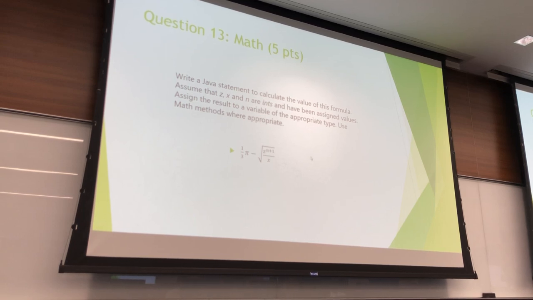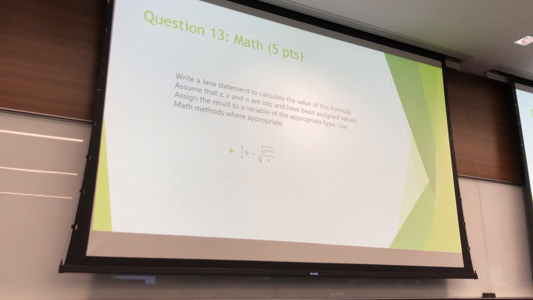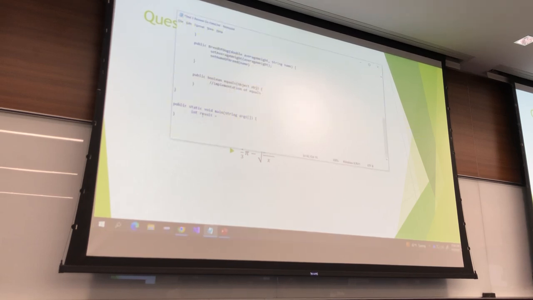We're supposed to write a Java statement to calculate the value of this formula. Again, you don't have to include main. Int result equals. Now, I've got to do 1/3 pi. We'll just start there. I made two errors already.